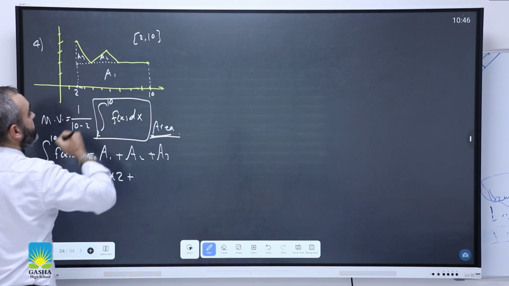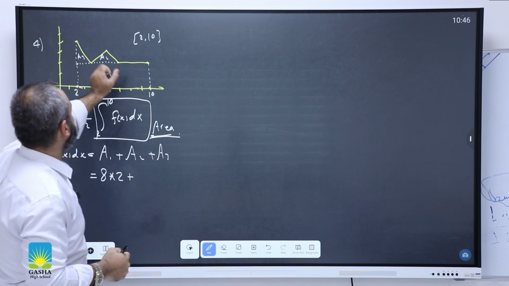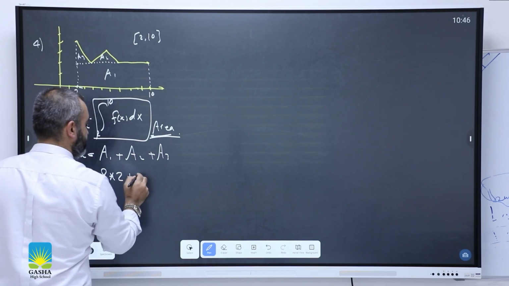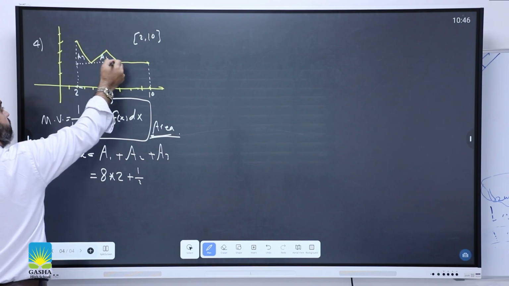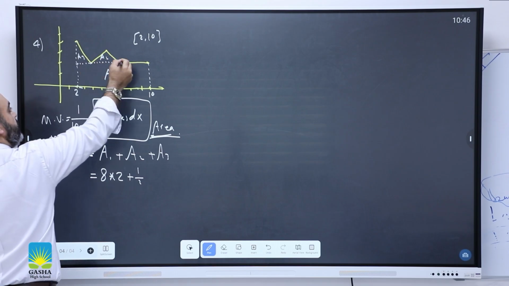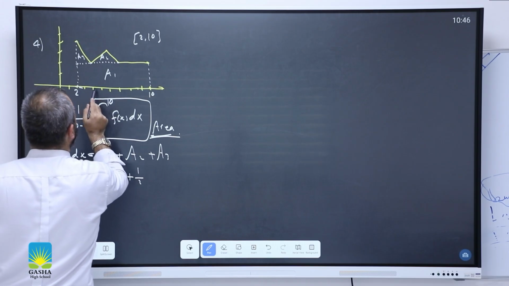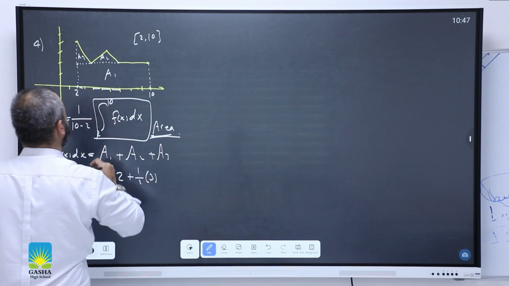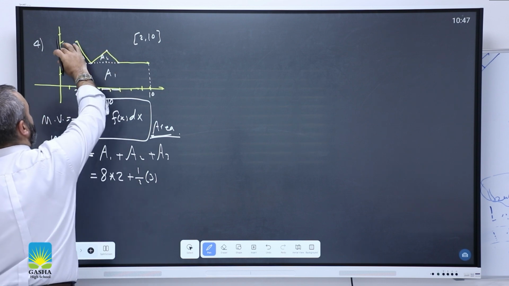And what about the A2? A2, it's the triangle. The formula of the area of the triangle is 1/2 base times height. Where's base? From here to here, right? How many units here? 1, 2, 3. So we have 3 units here. And what about the height? Height from here to here. So it's 1 unit.